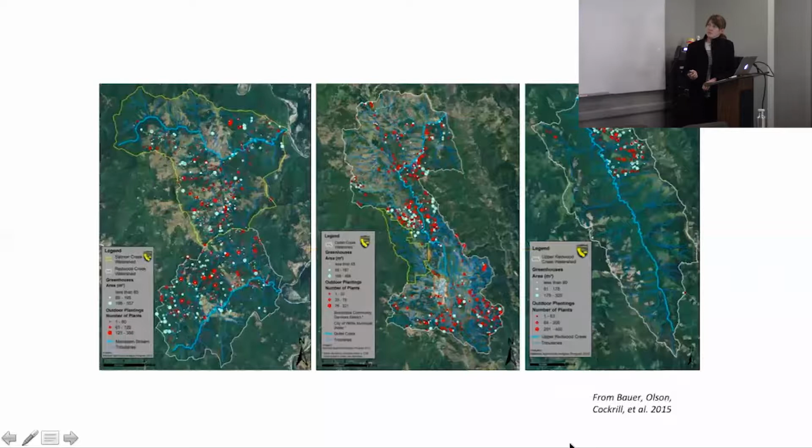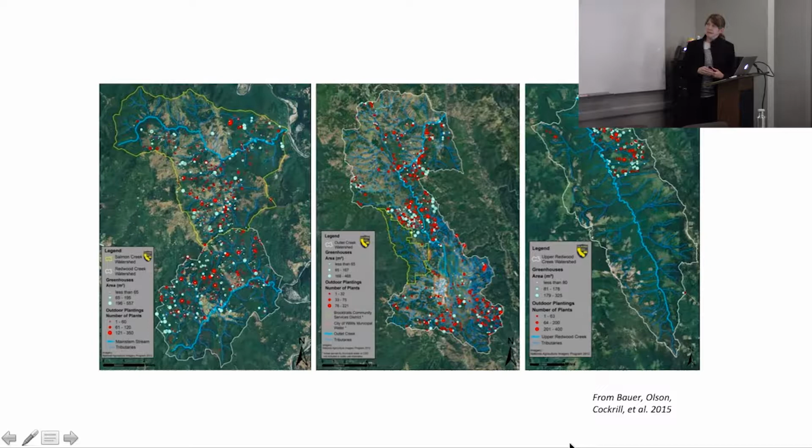So how does that play out in reality? Are cannabis grow sites located close enough together that this actually shows up as being a problem in real life? And the answer is yes. So this is a study by Scott Bauer and colleagues from the Department of Fish and Wildlife, where they mapped cannabis grow sites in four watersheds in Northern California.